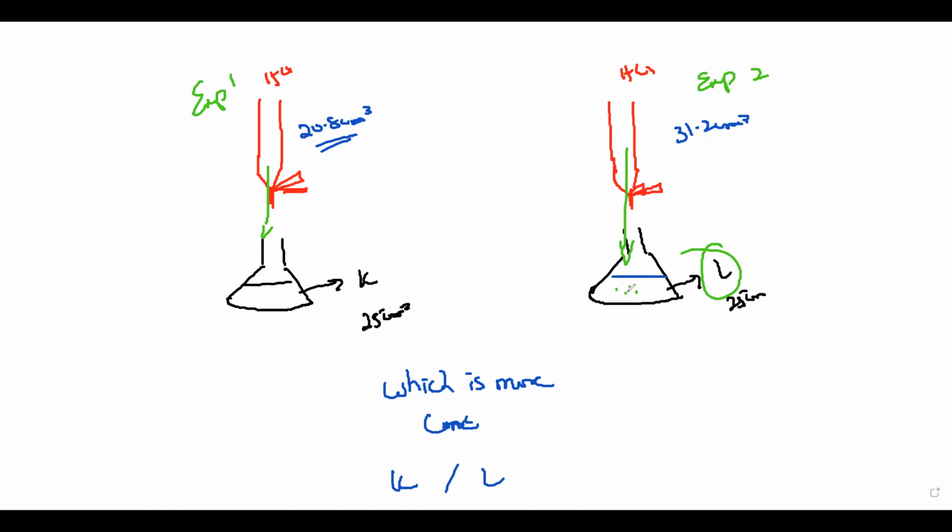Or we can also say L has more particles, that's why it needs more hydrochloric acid as compared to K. Because equal amounts, 25 cm cube, 25 cm cube, but the hydrochloric acid we need to react is only 20.8 cm cube for experiment 1. But for experiment 2, we need 31.2. We need too much hydrochloric acid to react with L. So it means that L has more particles, or L is more concentrated.